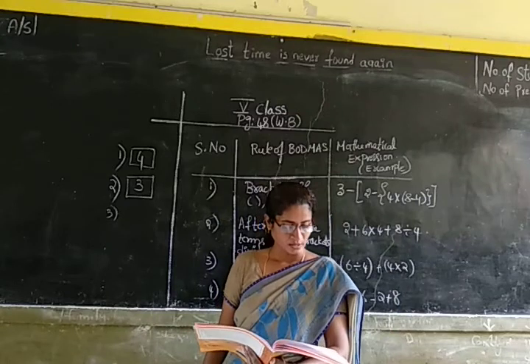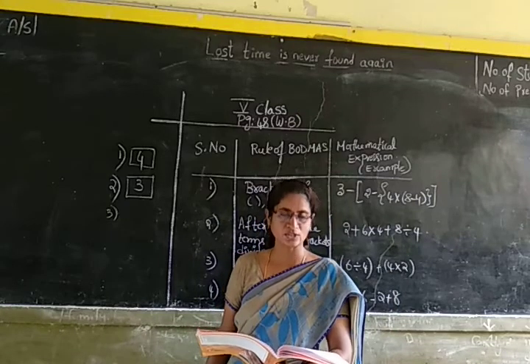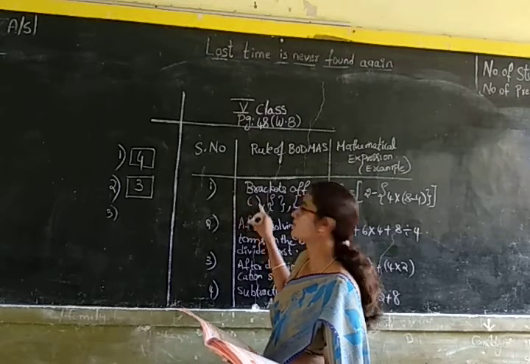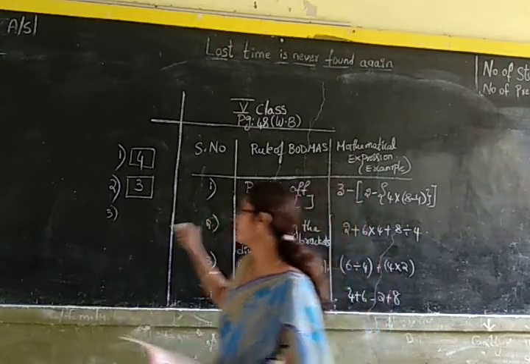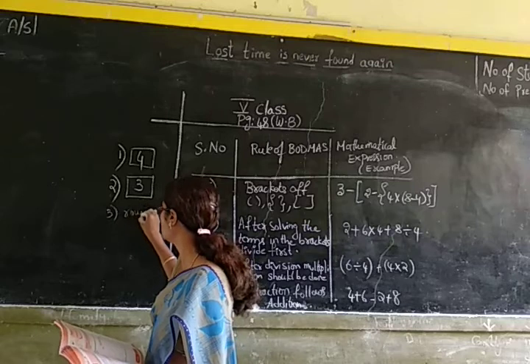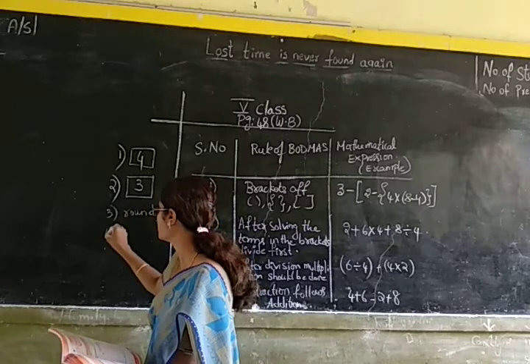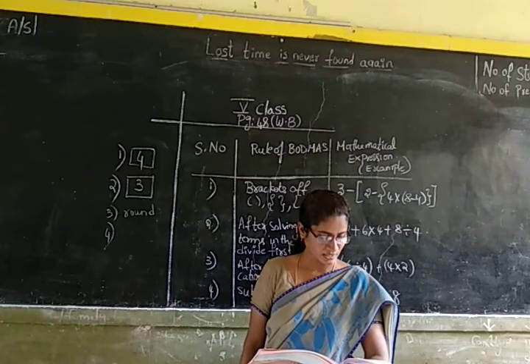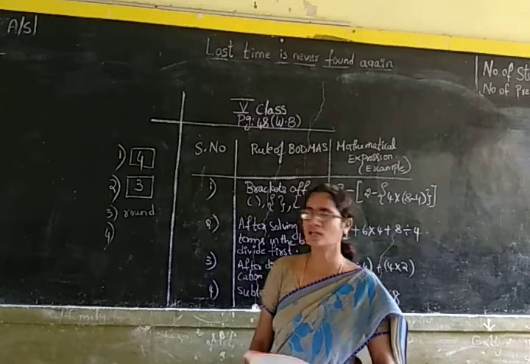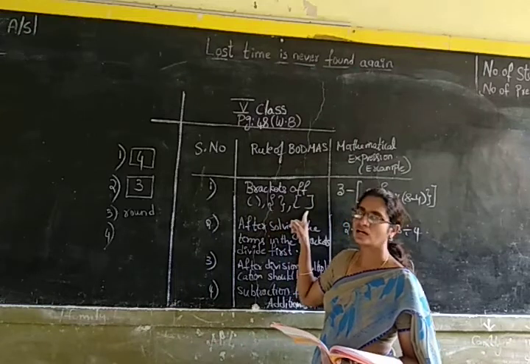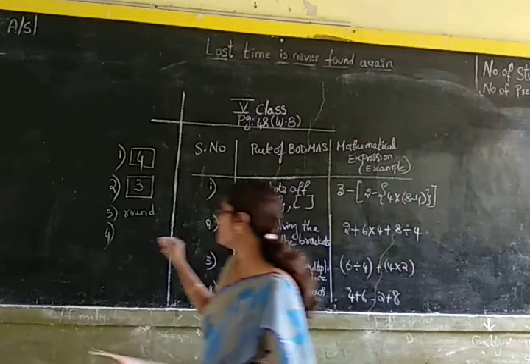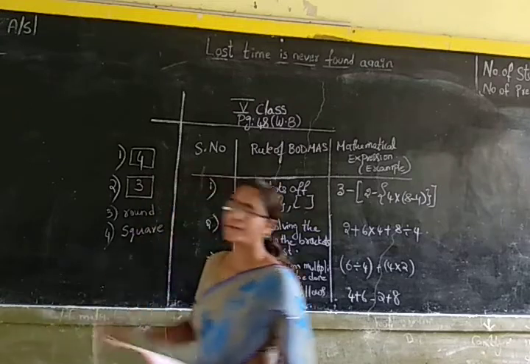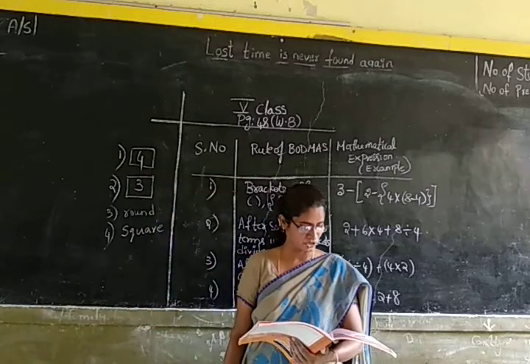Next, in a BODMAS expression, dash bracket is used first. So which bracket are we going to solve first? First we are going to solve the round bracket. So all of you write down round in the third blank. Now fourth question. Dash bracket is used last. Which bracket is used last? Square bracket. So all of you write down square in the fourth question.